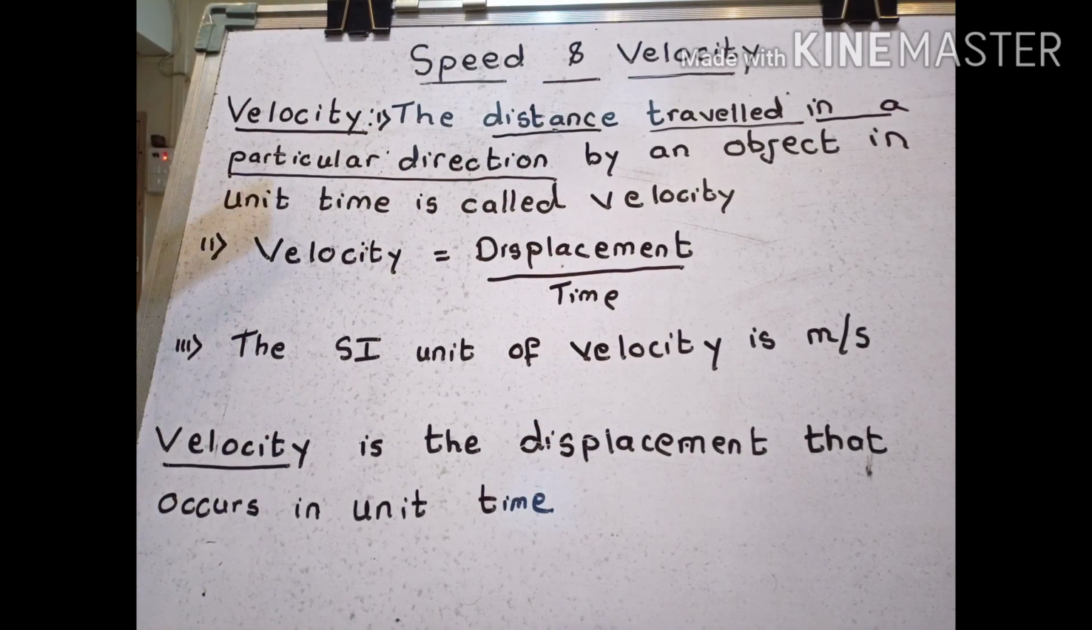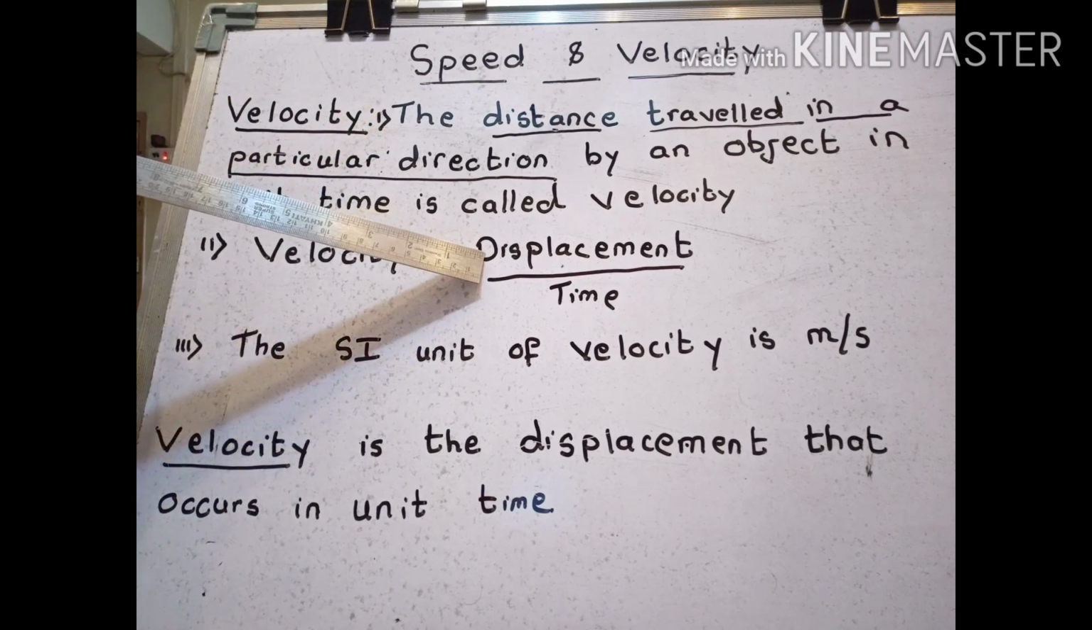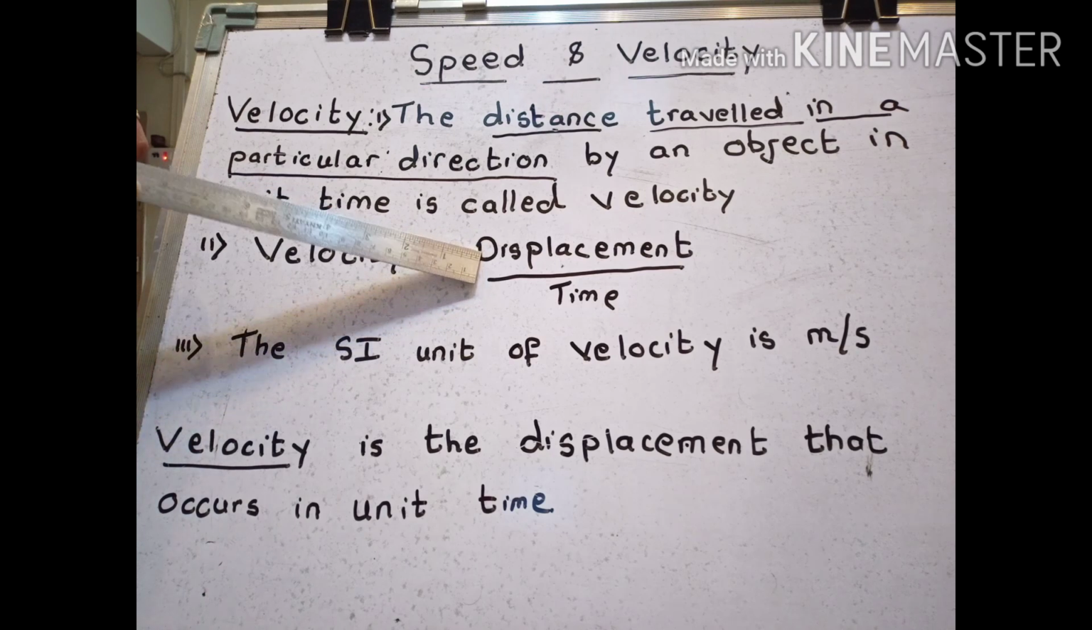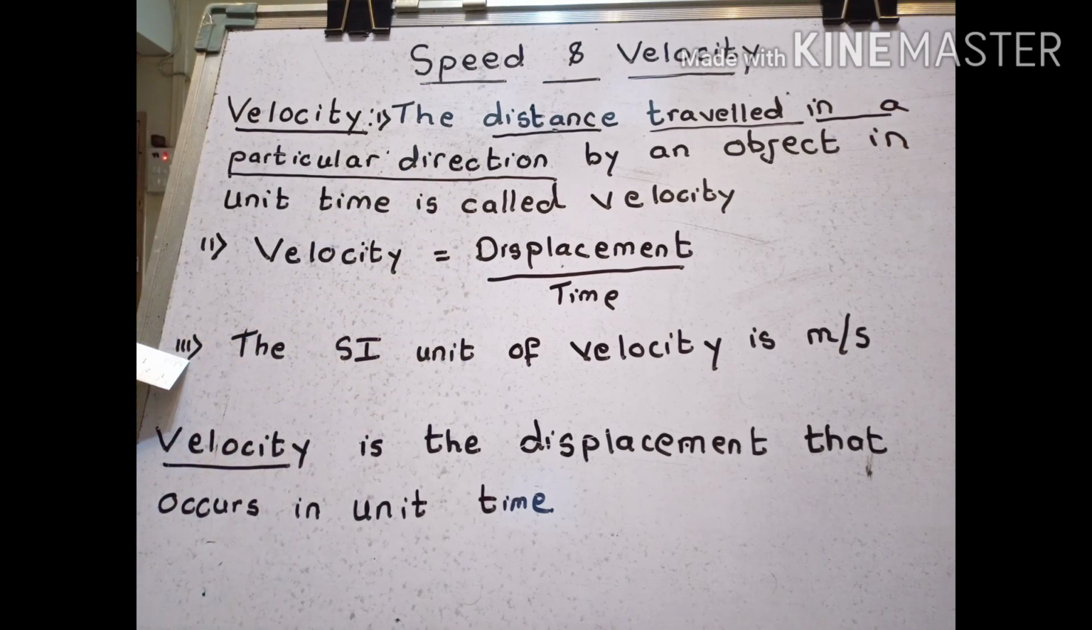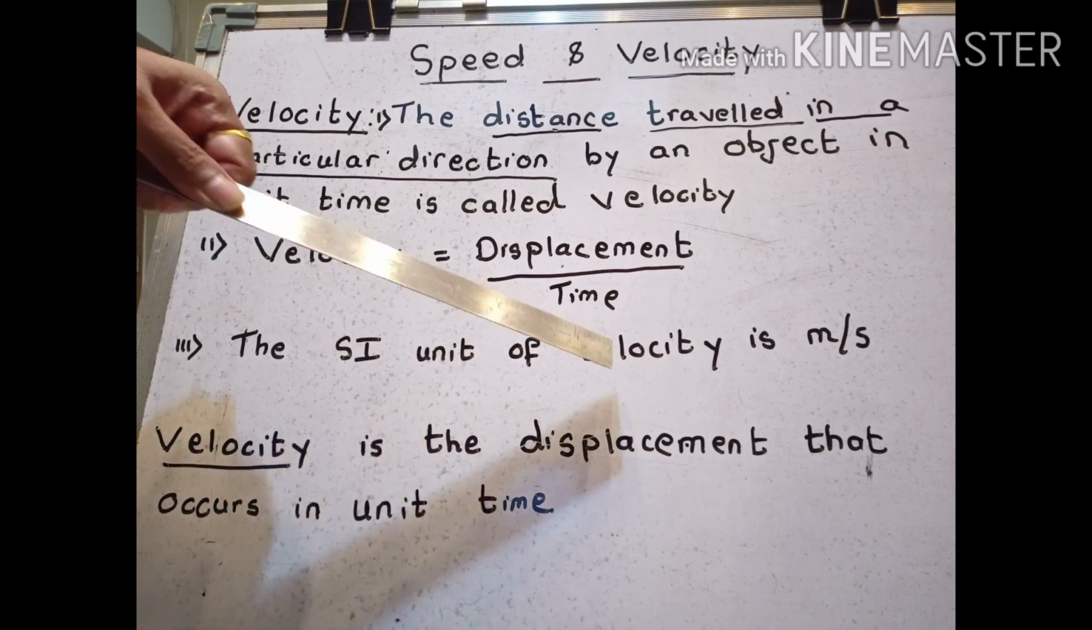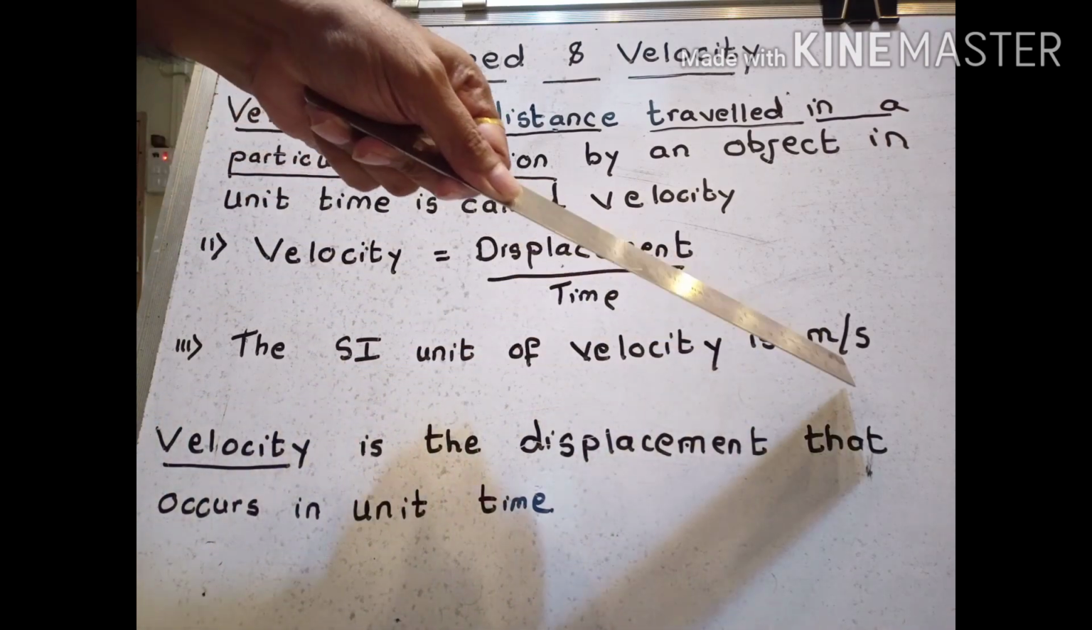So if you are asked to define velocity, you can put it in 3 points. You can use the shorter form. The first point, instead of writing this, you can write: velocity is the displacement that occurs in unit time. That will be the first point. Second point, velocity equals displacement upon time. And third is the SI unit of velocity is meter per second.